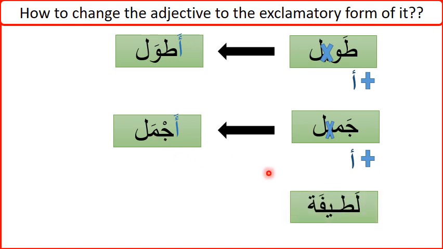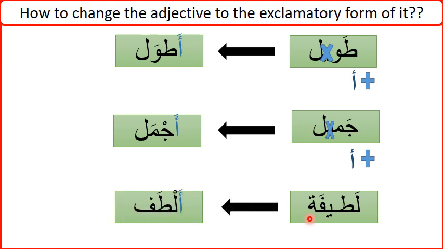The last example, لطيفة. لطيفة. It's an adjective describing a female, meaning nice or kind. لطيفة turns into ألطف. ألطف. Did you note the difference here? We have done the same. We added أ at the beginning.